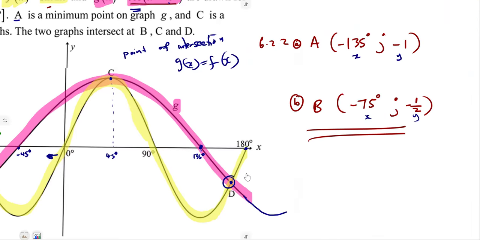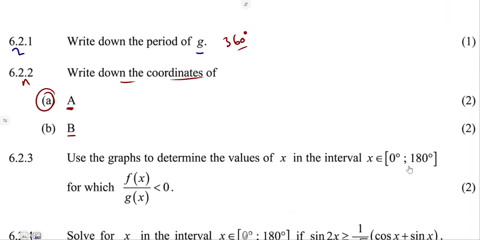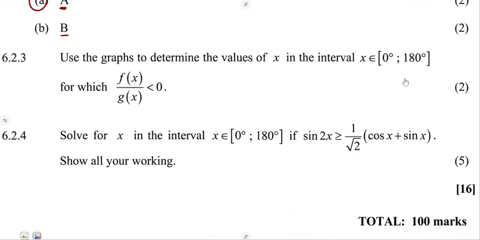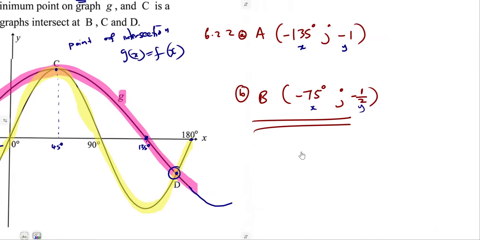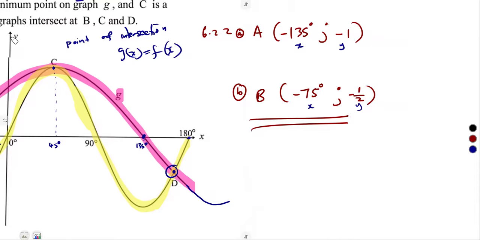With the point B, let us see another part of our question. Use the graphs. Work with your graphs. Use those graphs to determine the values of x in this interval from 0 to 180, where f of x over gx is less than 0. Guys, we are told where to work from. We are not looking into the left-hand side. No, we are working from 0.